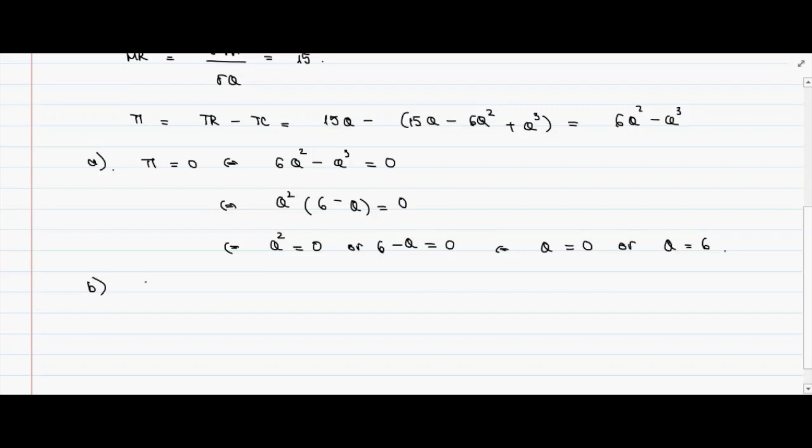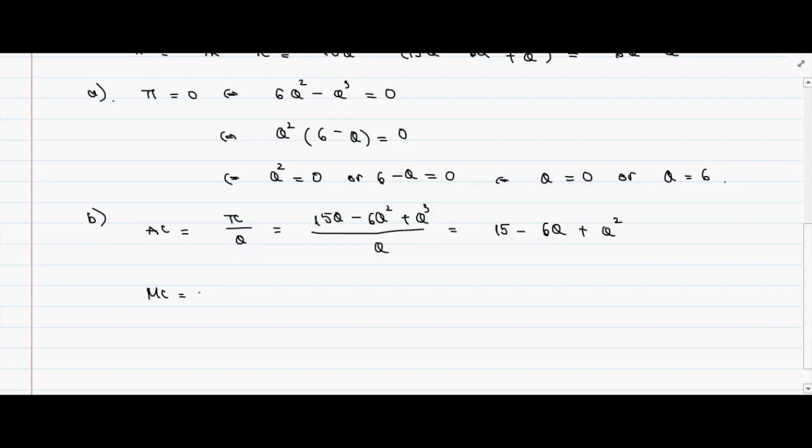Obtain the firm's average cost and marginal cost function. Okay, so now average cost is just going to be the total cost divided by the total quantity. So total cost is 15Q minus 6Q squared plus Q cubed, divided by Q. So I get 15 minus 6Q plus Q squared. And marginal cost is just the differential of the total cost function with respect to Q. So if I differentiate the total cost function, I'll get 15 minus 12Q plus 3Q squared. Okay, so that is my marginal cost.